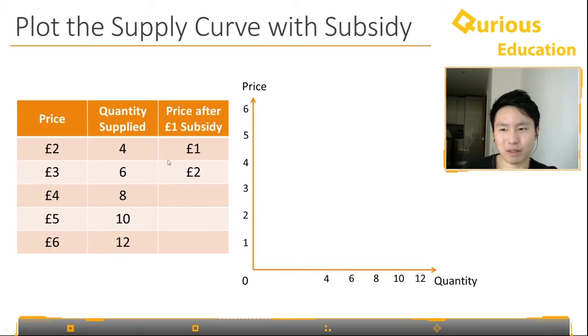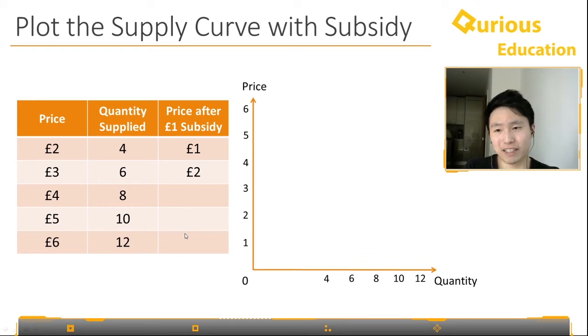So if there is a subsidy, what would happen? Let's say the government is paying a £1 subsidy, for bread production. Originally the market price might be £2 for bread, but with the £1 subsidy from the government, it would be £1, right? So try to figure out what these blanks are. I shall give you 10 seconds.